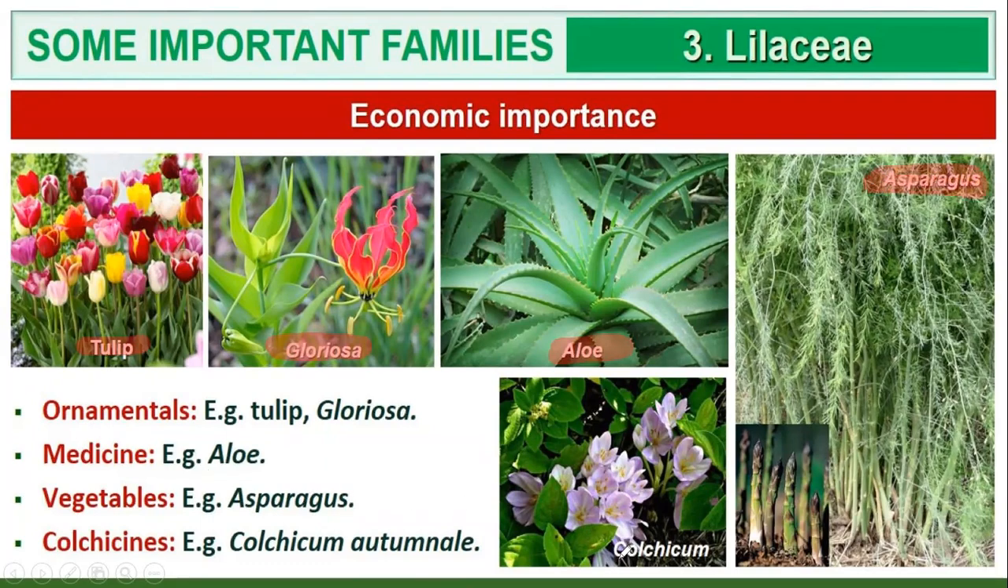Then we have colchicine, which is obtained from Colchicum autumnale. Colchicine is basically a drug which is obtained from the bark of the cinchona tree. So these are all the different economic importances that we need to remember with respect to the family Liliaceae.